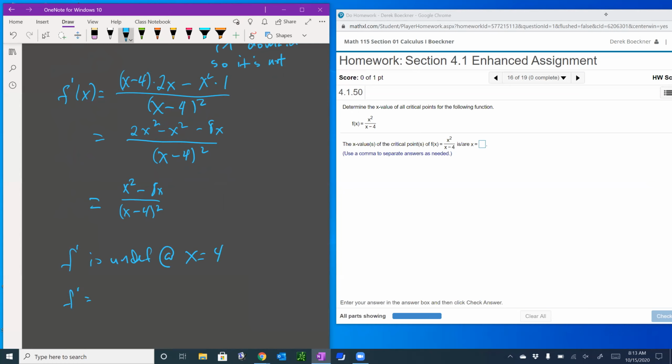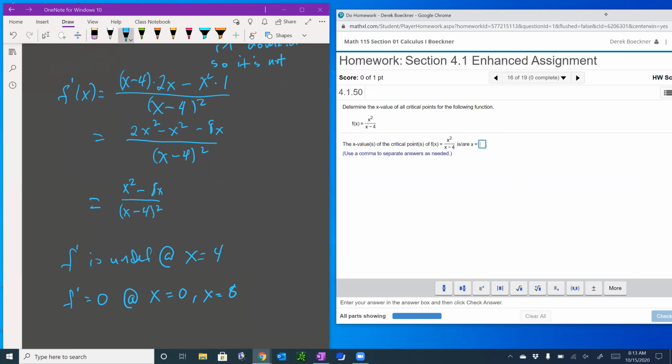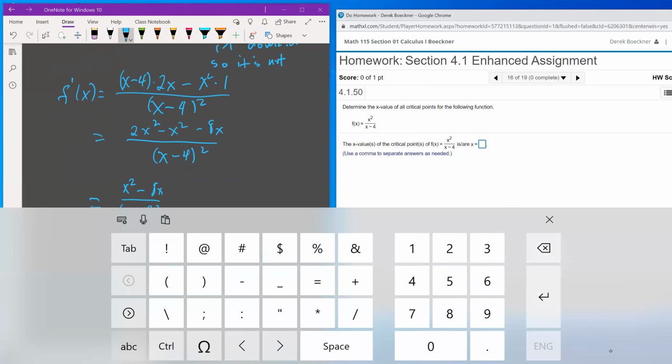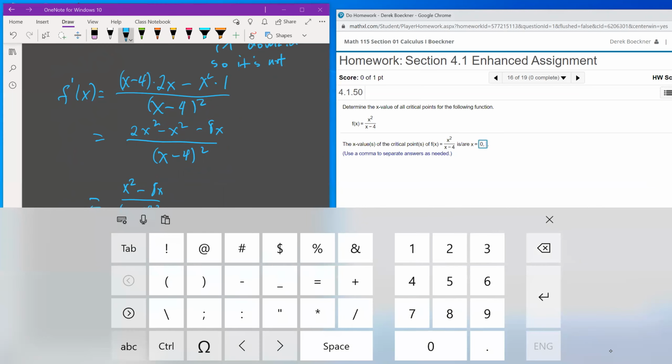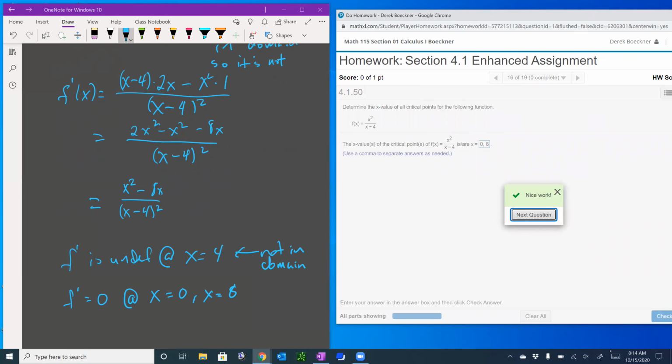F prime is 0 at x equals 0 and x equals 8. So it probably wants 0 and 8. Yeah. Okay.